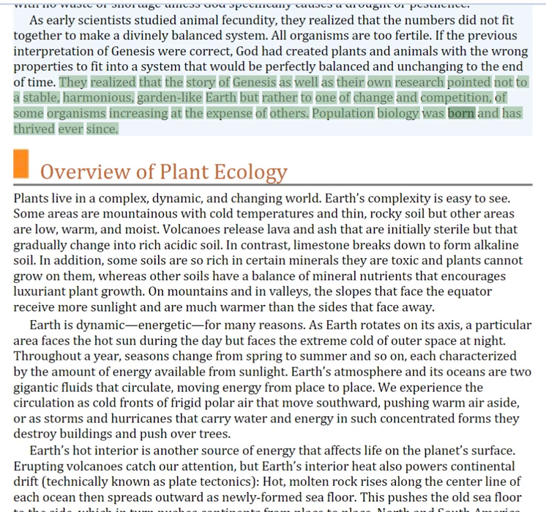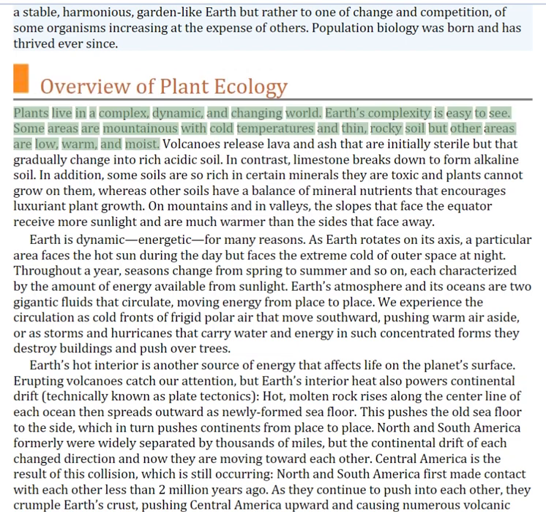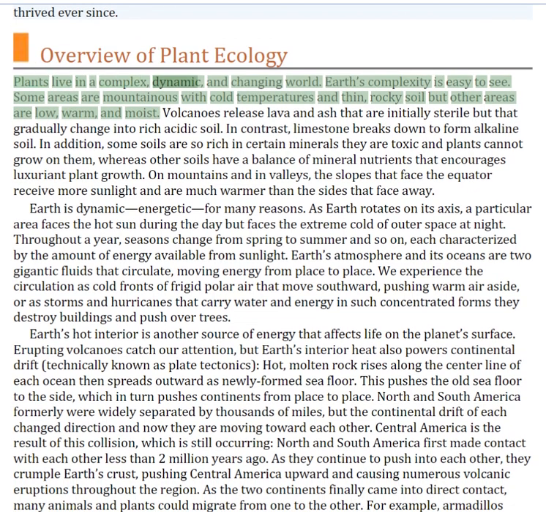Population biology was born and has thrived ever since. Overview of plant ecology. Plants live in a complex, dynamic, and changing world.